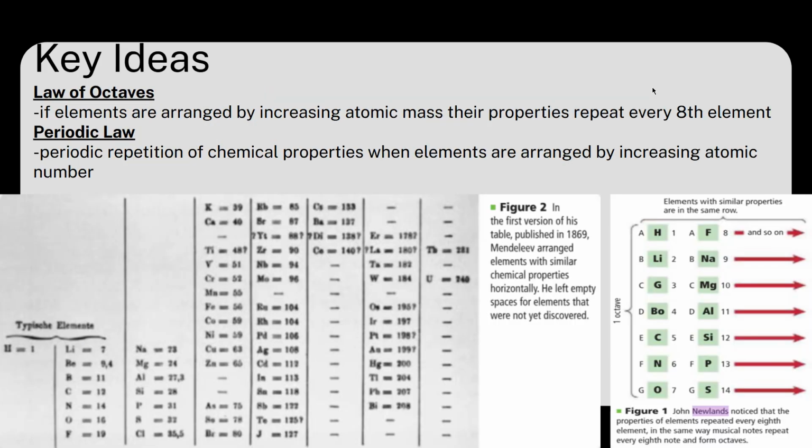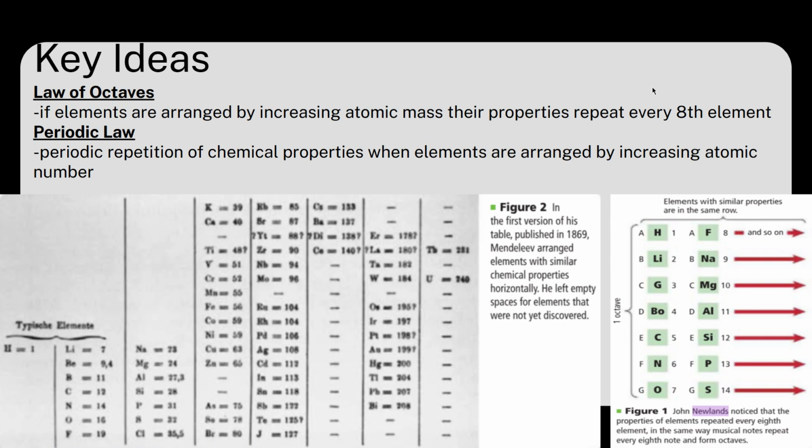The key ideas are, one, the law of octaves, which is that if elements are arranged by increasing atomic mass, their properties repeat every eighth element. This idea, once again, was not accepted at the time because there were a lot of elements that were unknown, and because of what his peers viewed as the informal and unscientific word octaves. Another key idea is the periodic law, which is the periodic repetition of chemical properties when elements are arranged by increasing atomic number.